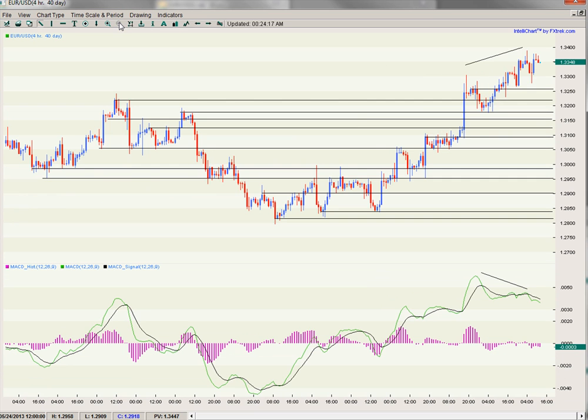Anyway, that's enough for that one. I hope that helped and made some sense. Just wanted to show you the things that I look at in trading.